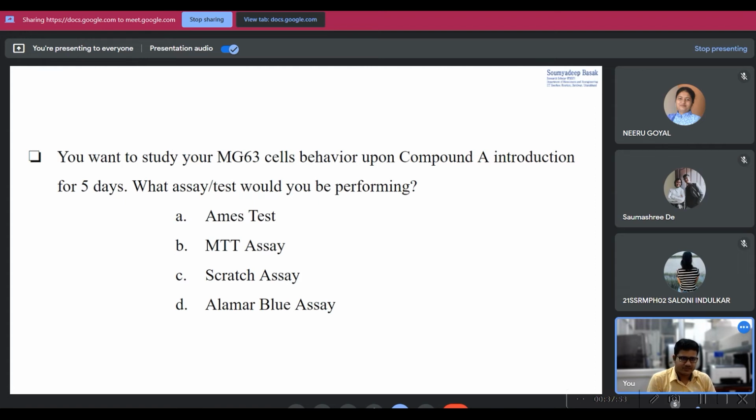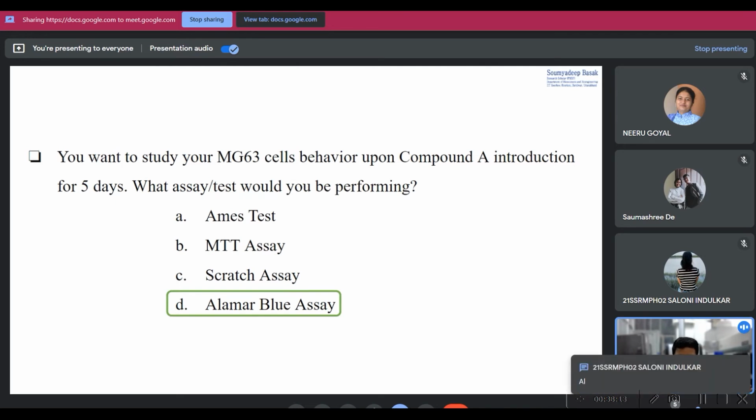I've given this question for a particular reason. You want to study your Mg63 cells behavior upon compound A introduction for 5 days. What assay or test would you be performing? It is Alamar blue assay, right? So Ames test is not related to this. Yeah, Alamar blue is what we are using.